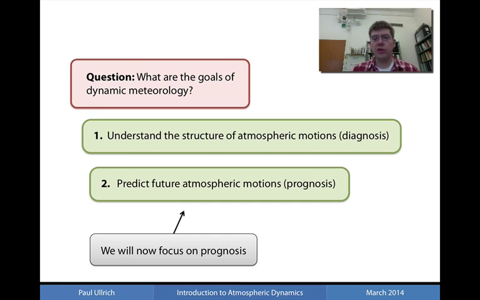So recall that there are two main goals that we're focusing on in dynamic meteorology. The first is understanding the structure of atmospheric motions, that is, diagnosis, and the second is prediction of future atmospheric motions, or prognosis. So far, concepts that have involved balance, including geostrophic balance and hydrostatic balance, have largely focused on the diagnosis component. Whereas we will now focus on prognosis. We're now interested in using our understanding of rotational motion in the atmosphere in order to try to derive equations which govern the future behavior of atmospheric motions.